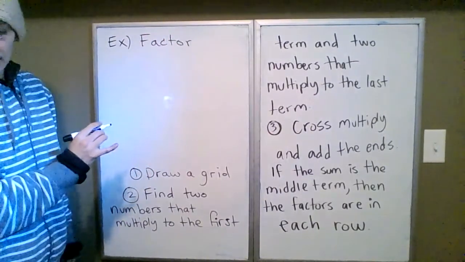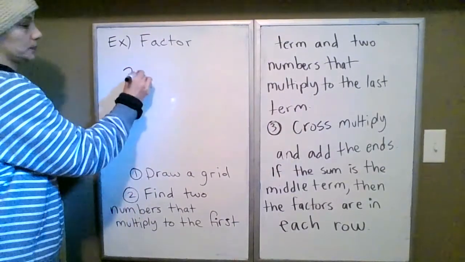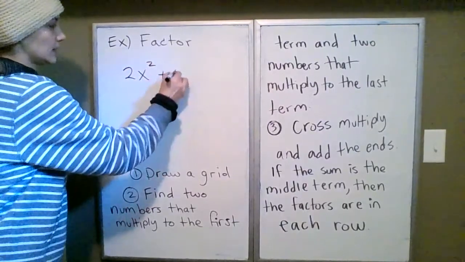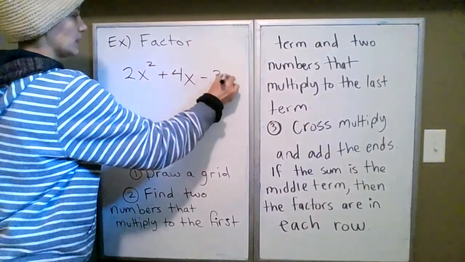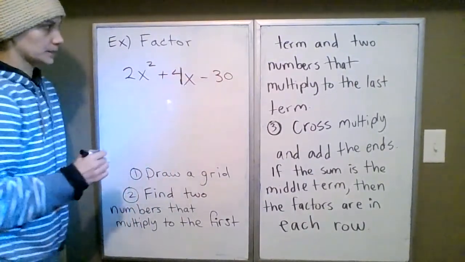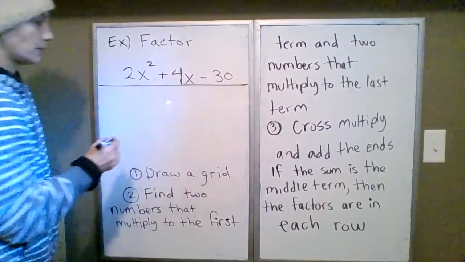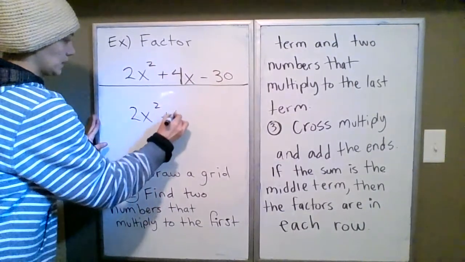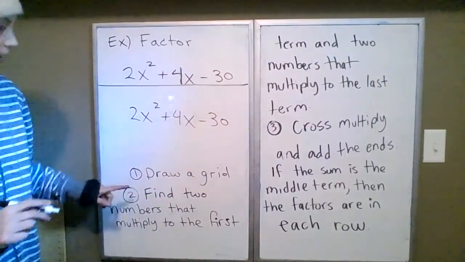It's the same problem we did. It's 2x squared add 4x, subtract 30. Let's just copy down the problem. Then we draw the grid.